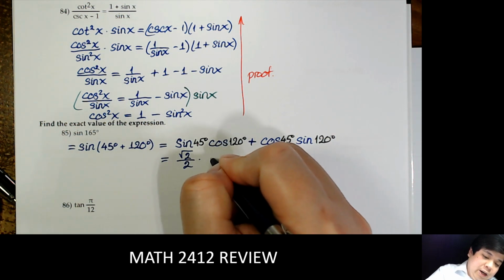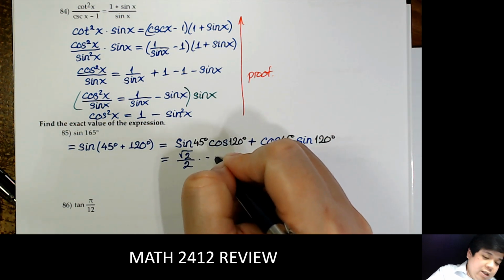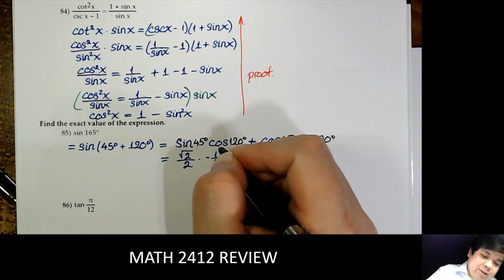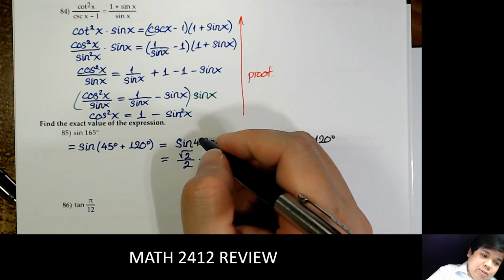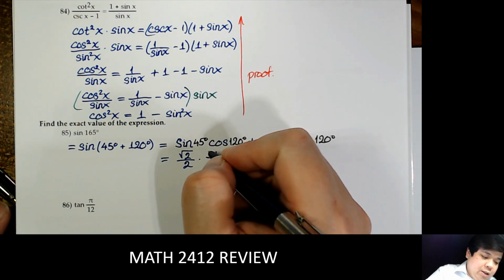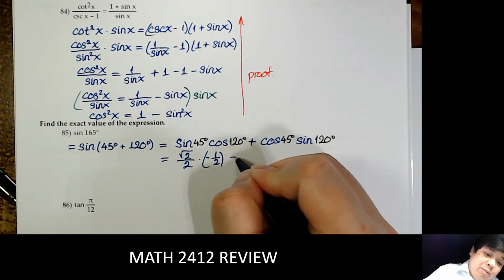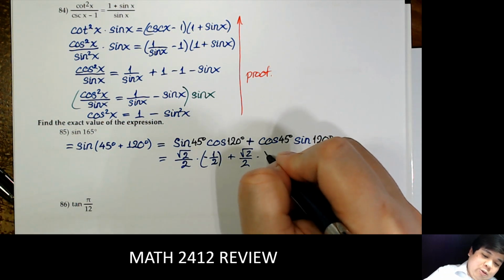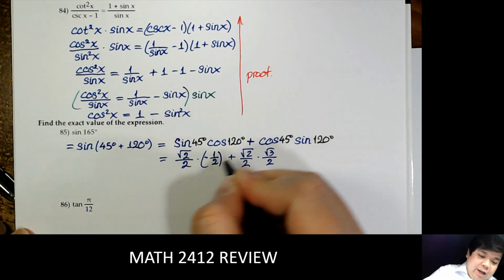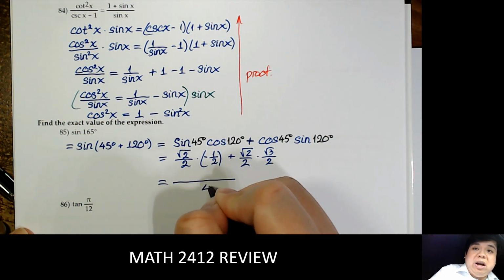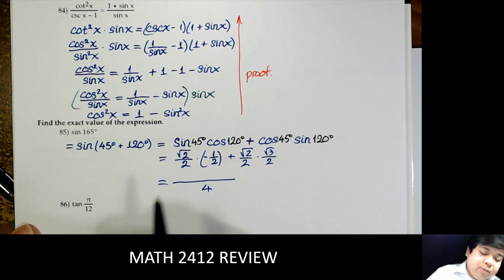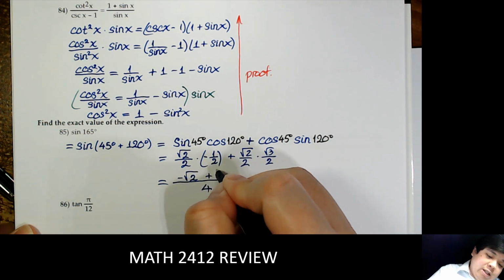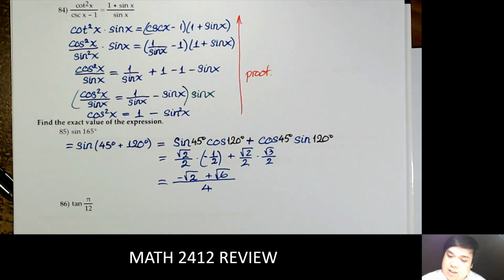So that is negative 1 over 2, sorry, negative 1/2. And then plus cosine of 2 over 2 and sine of 120, square root of 3 over 2. And then multiply across. Common denominator is 4. And so we have negative square root of 2 and square root of 6. Right, we're going to write like that.